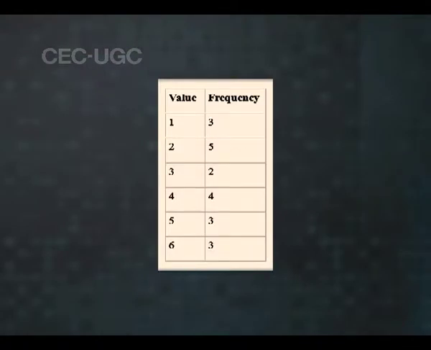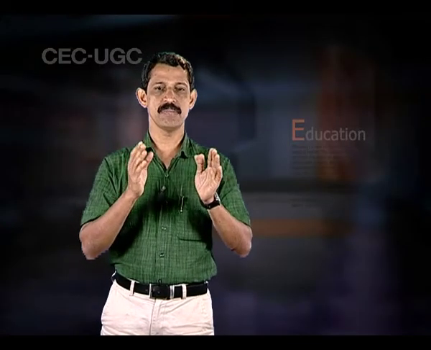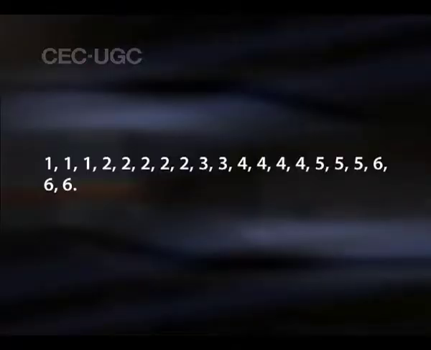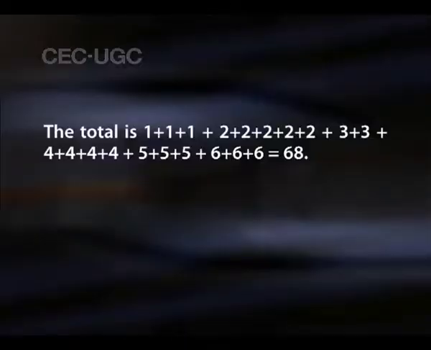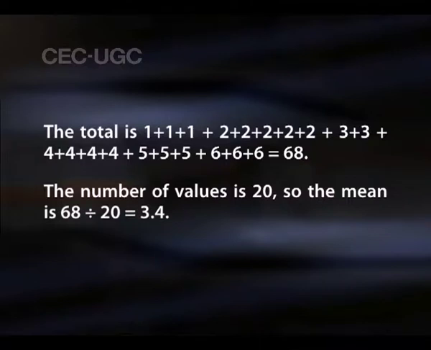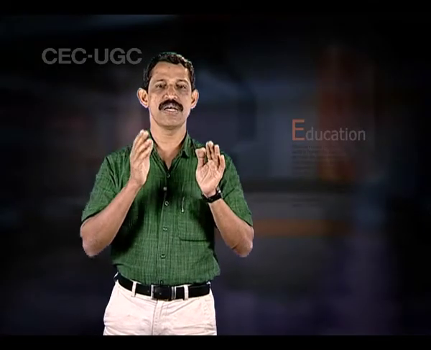From the table, in the first column values are given, in the second column frequencies are given. We know that if we write the example data in a list, it looks like this: 1, 1, 1, 2, 2 and so on. Normally, we would add up the data and divide the total by the number of values. The total is 1 plus 1 plus 1 plus 2 and so on, and in total it is 68. The number of values is 20, so the mean is 68 divided by 20, that is 3.4. We could have found these figures more easily.